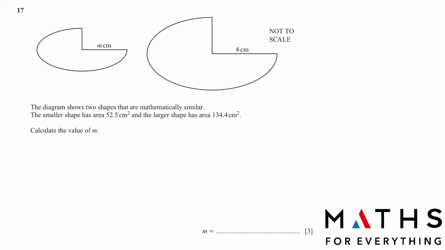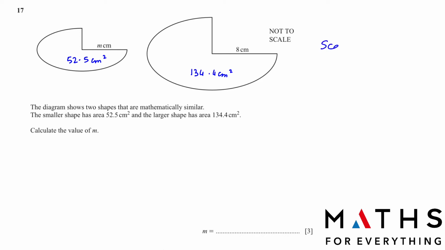Question number 17. We have been given 2 shapes that are mathematically similar. The smaller shape has area 52.5 square centimeter and the large shape has 134.4 square centimeter. One of the sides is given to us, 8 centimeter, and the corresponding side is m centimeter. We have to find the value of m. So we have been given the 2 areas. Remember that we are talking about area of similar triangles.